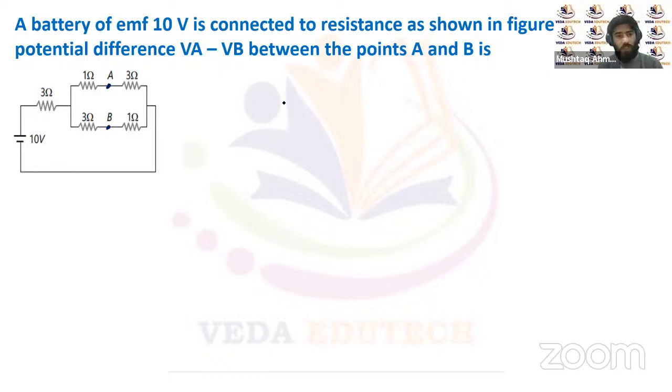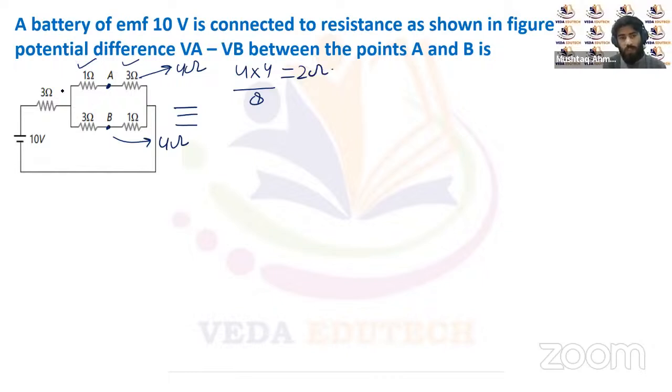So what we can do is find the equivalent resistance for this circuit. You can see that these two resistors, 1 ohm and 3 ohm, are in series. So we'll have the equivalent resistance for these two as 4 ohm. And similarly for 3 ohm and 1 ohm, we have equivalent resistance as 4 ohm. Now these two 4 ohm resistors will be in parallel to each other, so the equivalent will be 4 into 4 upon 8, which is 2 ohm.